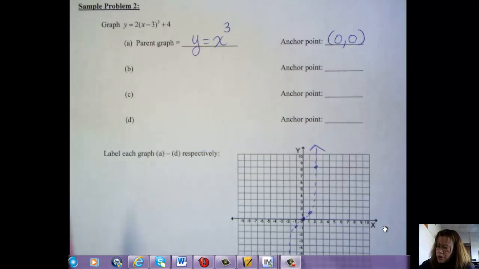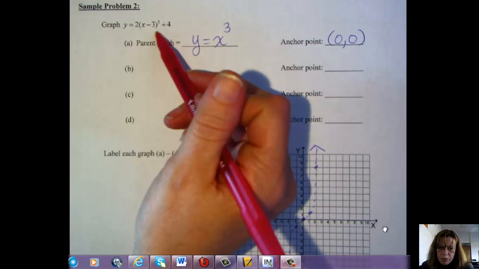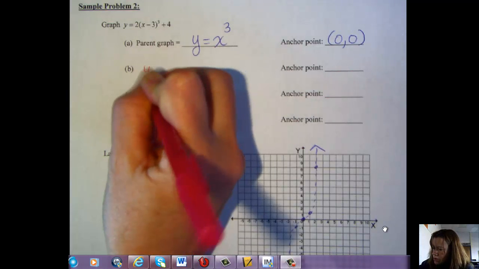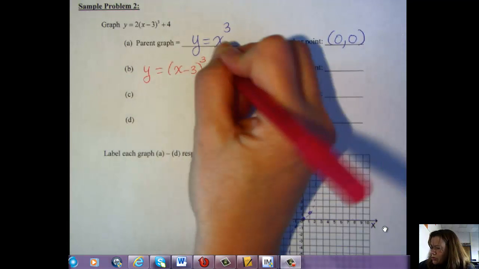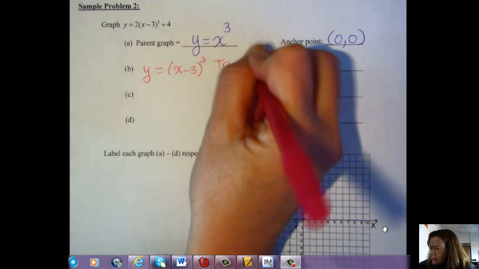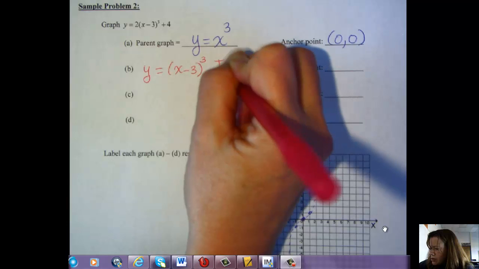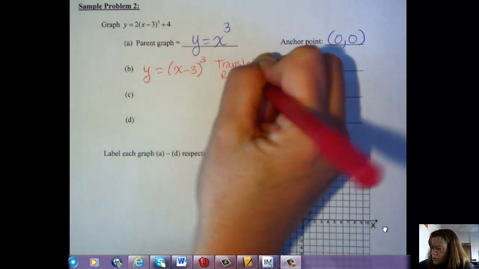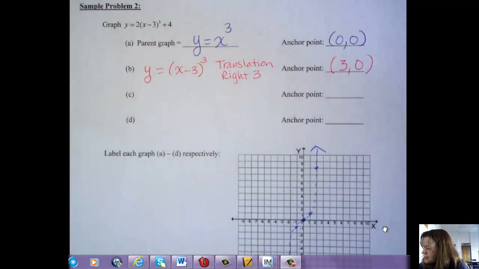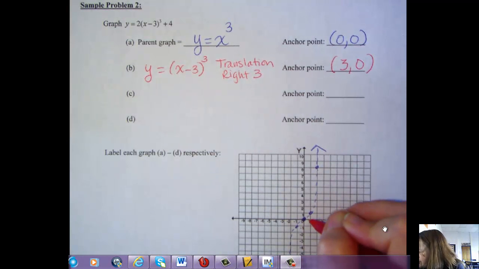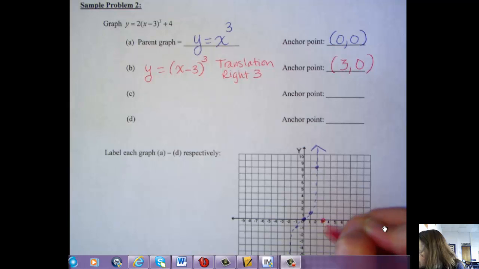Okay, again, following PEMDAS or GEMDAS, I have a -3 in parentheses, so that's the next thing I graph. (x minus 3) cubed. That is a translation to the right 3 units, which means my anchor point becomes 3, 0. Take all of your points and translate them 3 units to the right.